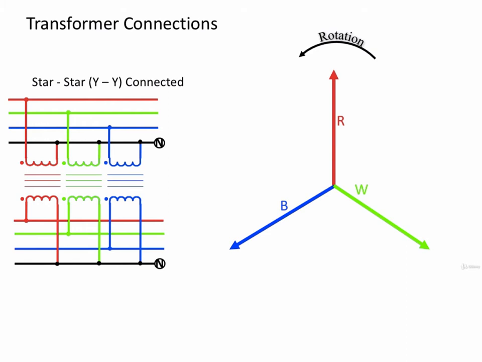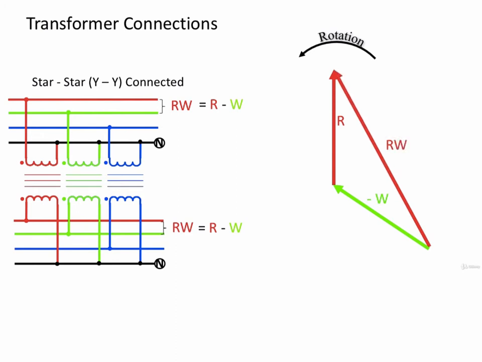We can use the phase to neutral voltages as seen here, or we can use the phase to phase voltage. The red to white voltage, for example, is the difference between the red phase voltage and the white phase voltage, or red minus white, which is the red phase vector plus the negative white phase vector, which gives us the red to white phasor.